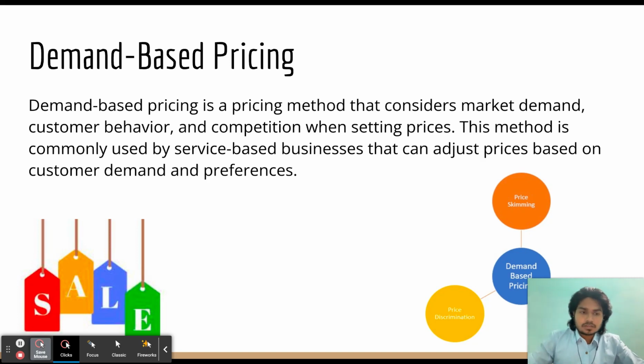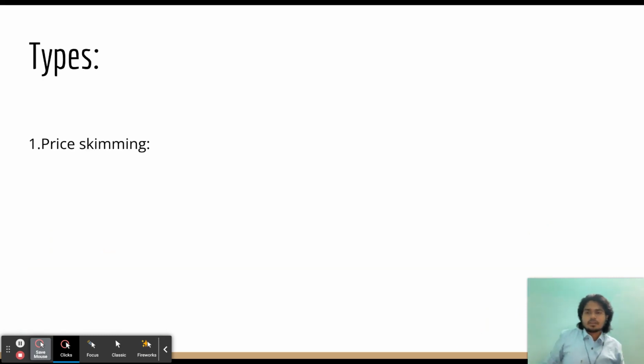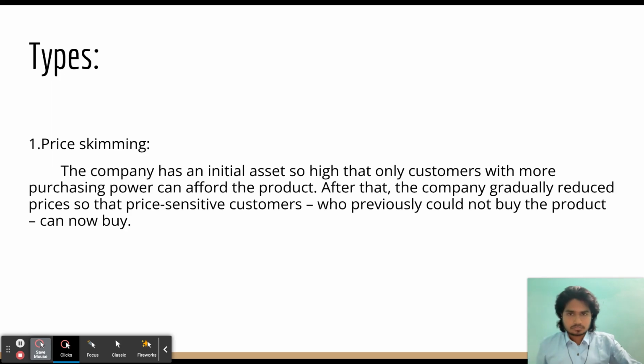In our further example, we'll show the three major types in this demand-based pricing strategy. The first type is called price skimming. In this, a company sets an initial price so high that only customers with more purchasing power can afford the product. After that, the company gradually reduces the price.